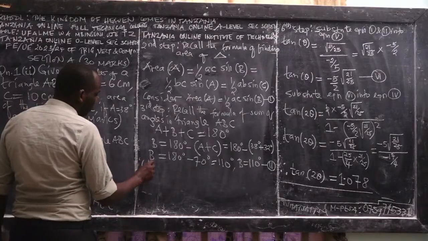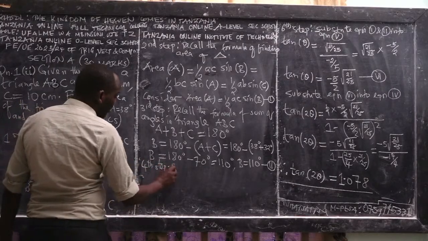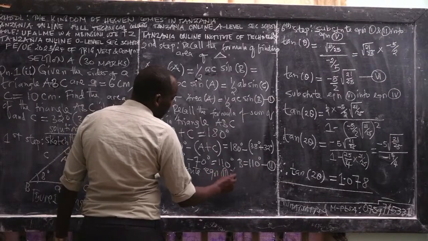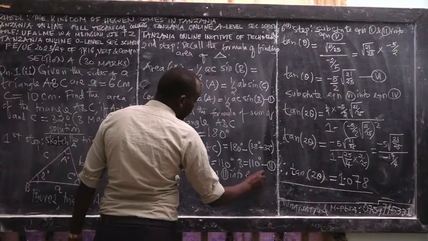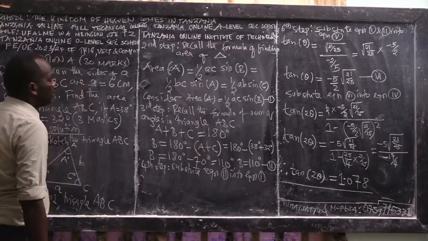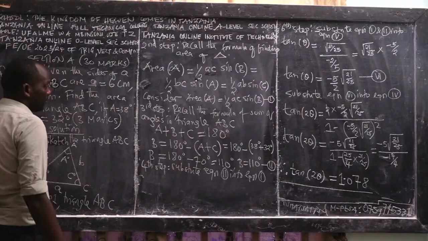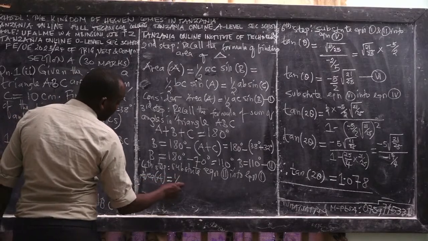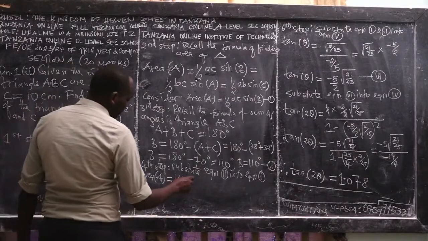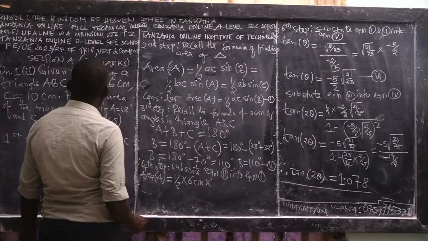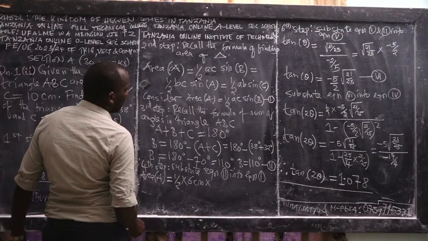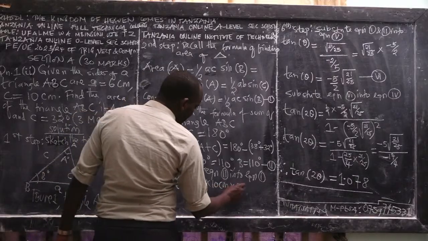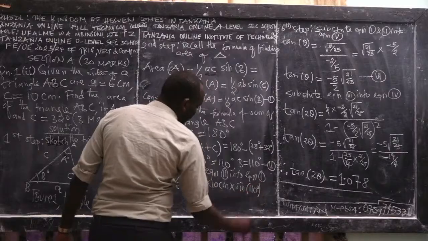Then we move into the fourth step. Do you understand? The fourth step, we say substitute equation 2 into equation 1. Take the value of B and put it there, together with the values of a and c. So you say that area is equal to what? A half multiplied by value of a, it's 6 centimeter, multiplied by value of c, 10 centimeter, multiplied by sine of 110 degrees.